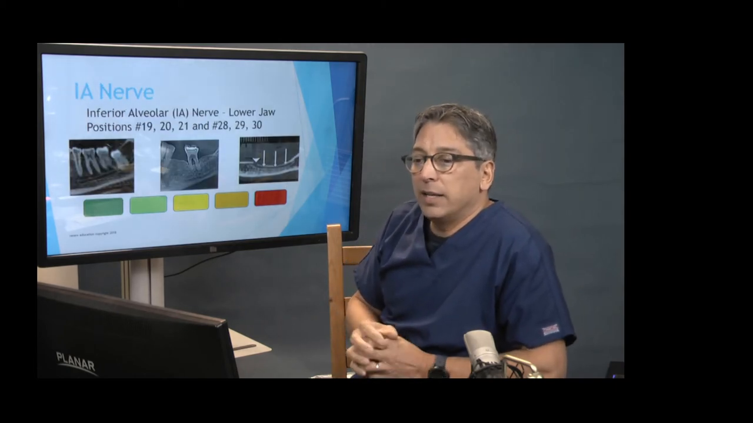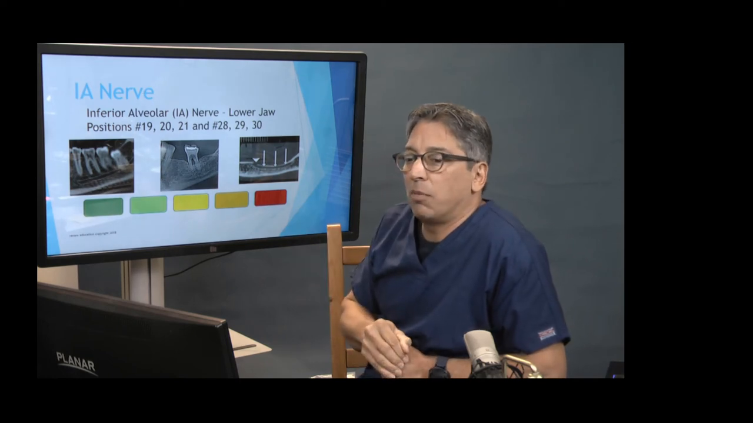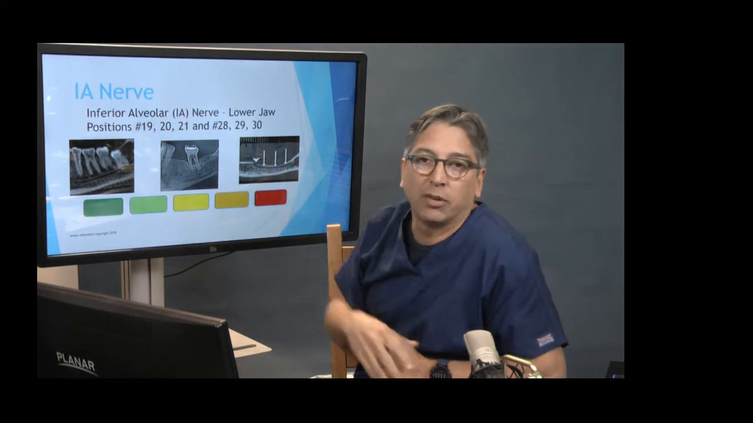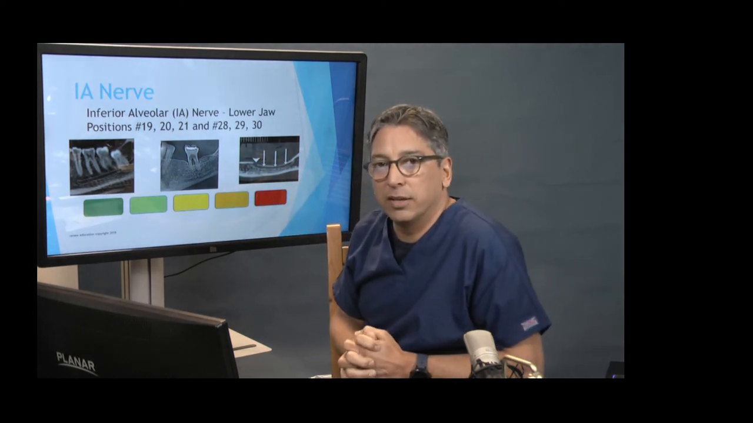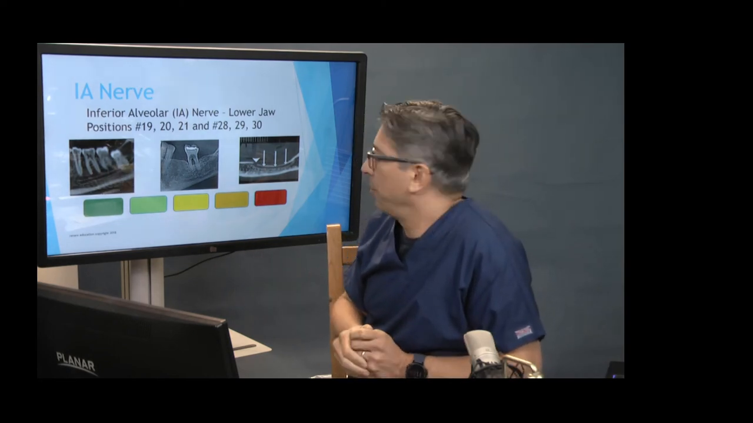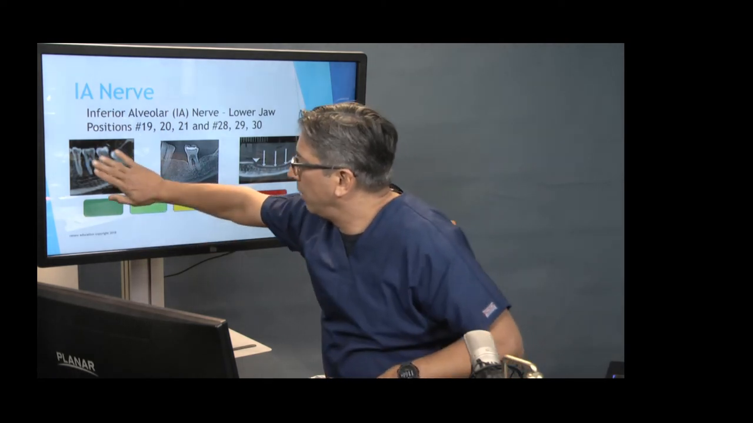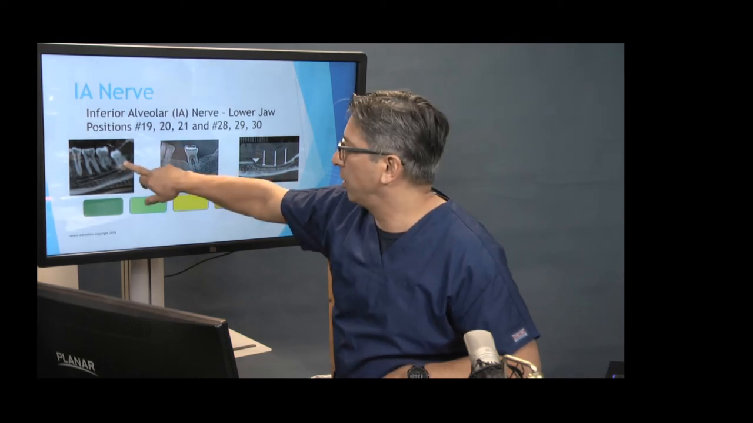IA nerve. IA is the inferior alveolar nerve. It's on your lower jaw. We're mainly concerned with the tooth positions 19, 20, 21. So if you don't know the tooth numbers, please look at one of the other videos on the channel so that you can educate yourself about the names and the numbers that we use to name and number teeth. So here's a couple of examples. Here we have over here, third molar. That's a problem because the nerve is going where that.